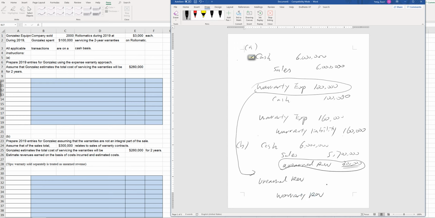How much? Right, it's based on the percentage completed. So we serviced $100,000, but the total expense for the 2-year service, based on the question, is $260,000. Okay, in other words, we finished this percentage of the contract, and we're going to multiply by the contract price, $300,000. It's going to give us the recognizable revenue, $115,385. So we're going to recognize warranty revenue of $115,385. Right? Okay, that's all we have for Chapter 13 homework.